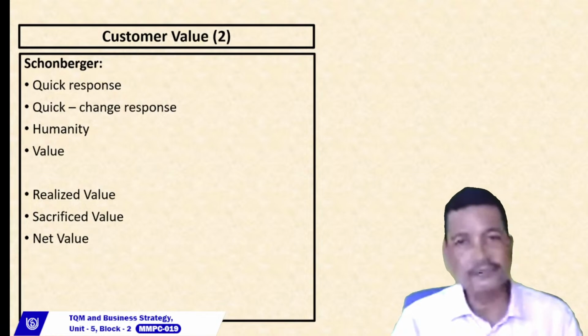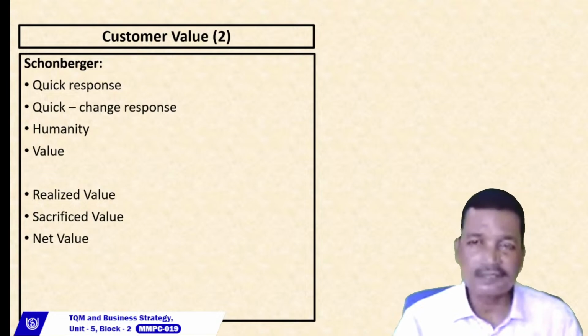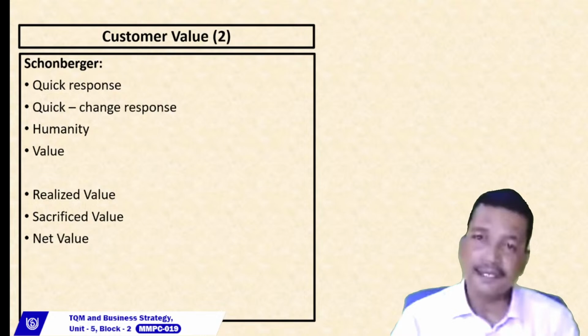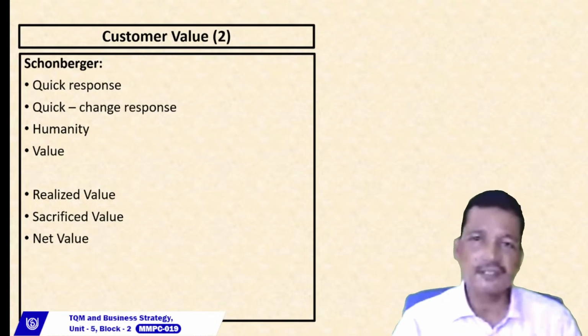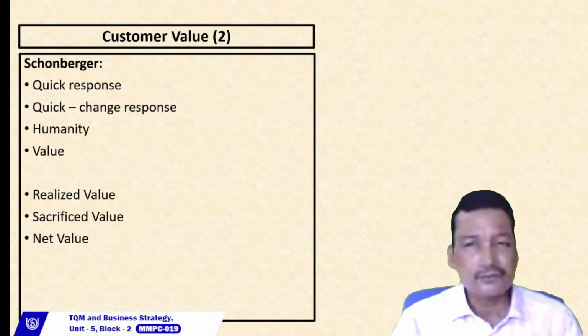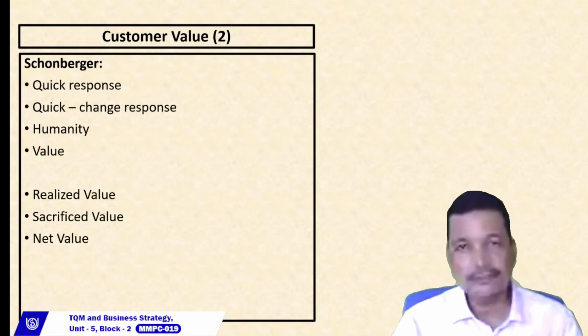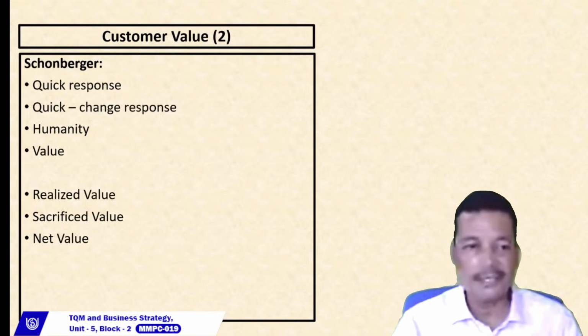In order to get that value, the customer has to sacrifice something. What is that something? His money or her money, their time, their research work, what we can say. That means which product is better or not. So they sacrifice certain value on that front. So realized value is what we get out of the thing we are procuring. Sacrificed value is what we have to give out in order to get that particular item.